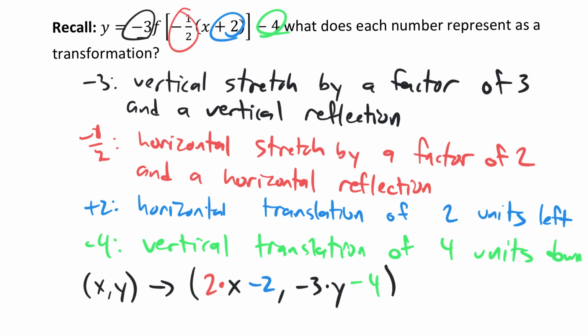So remember, we have to do the stretches and reflections first, in other words, the multiplication first, and then we do the translations last. So here we have the negative 3 is for the y, and the minus 4 is also for the y, with the negative 3 happening first, and then the subtraction happening second. Here we have the negative 1/2 becomes negative 2. Oh, lost that negative. And then the plus 2 becomes a minus 2. All right, so there's all of our transformations, either written as a transformation equation, written out in English, or written as a map. Now let's go ahead and apply these transformations.